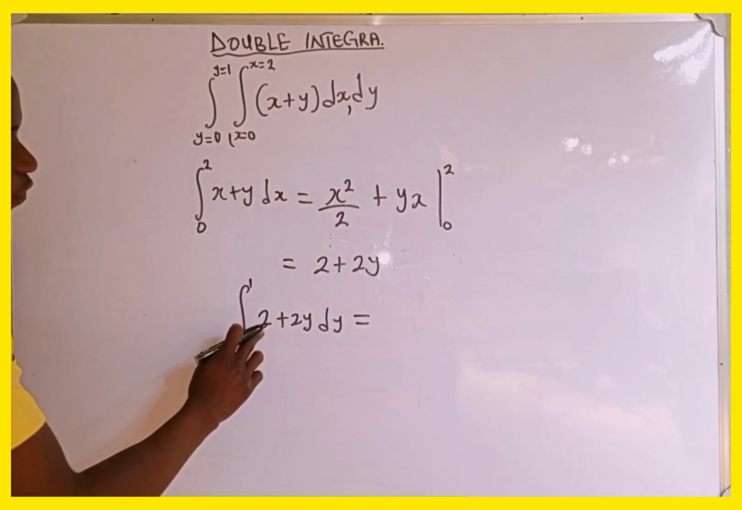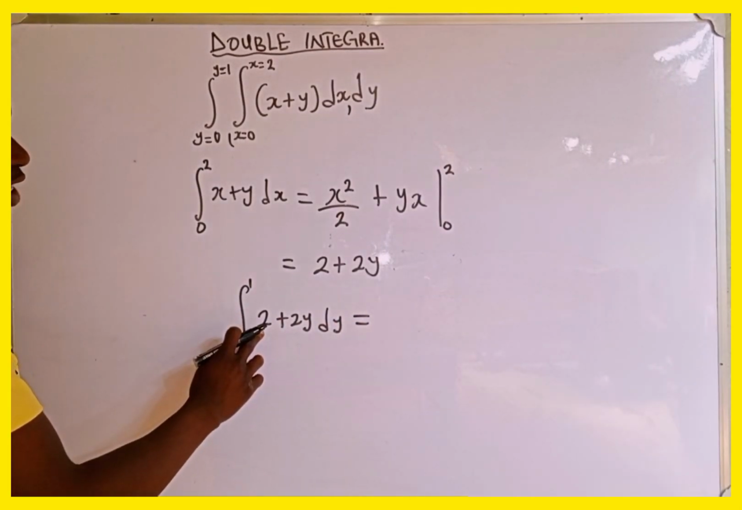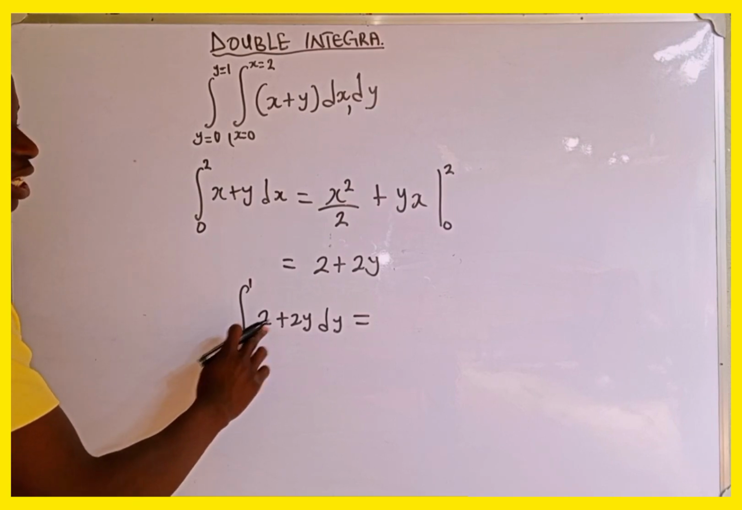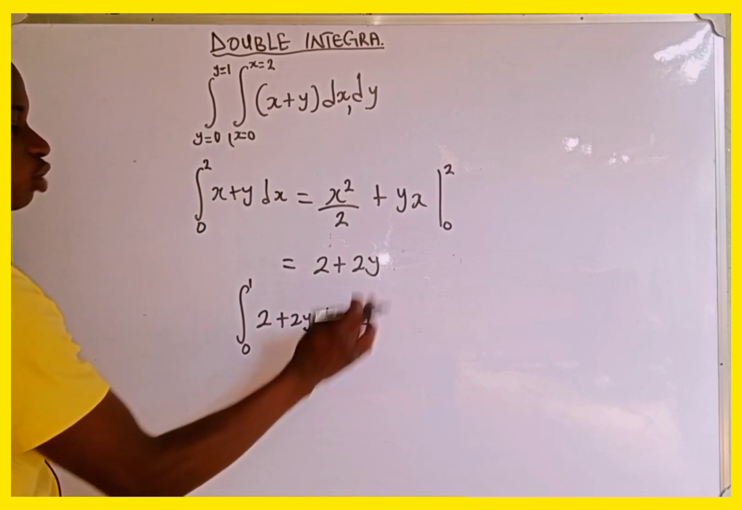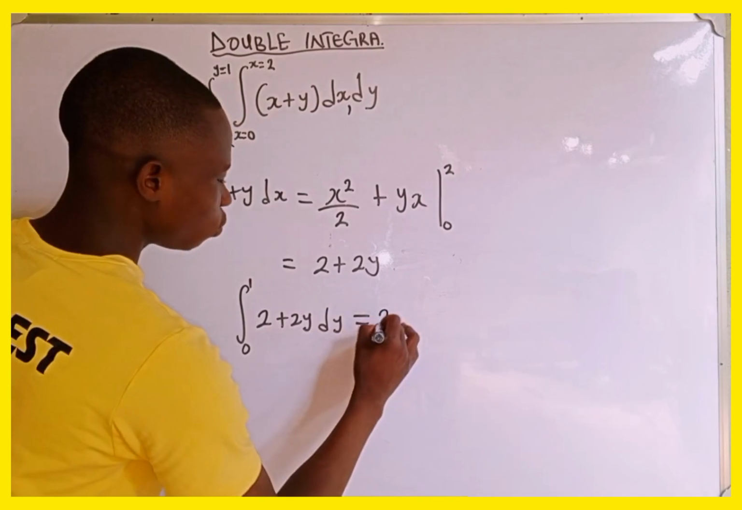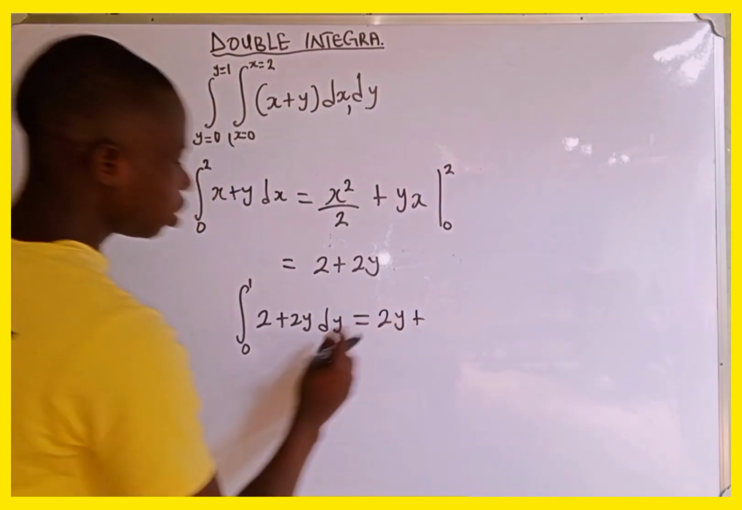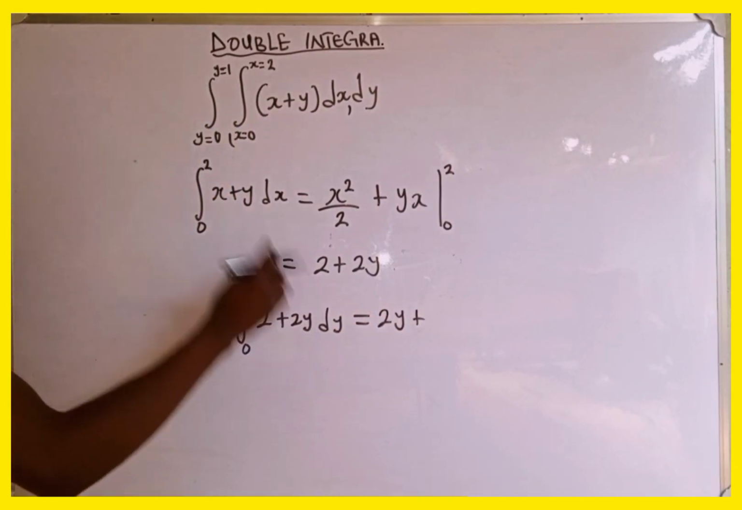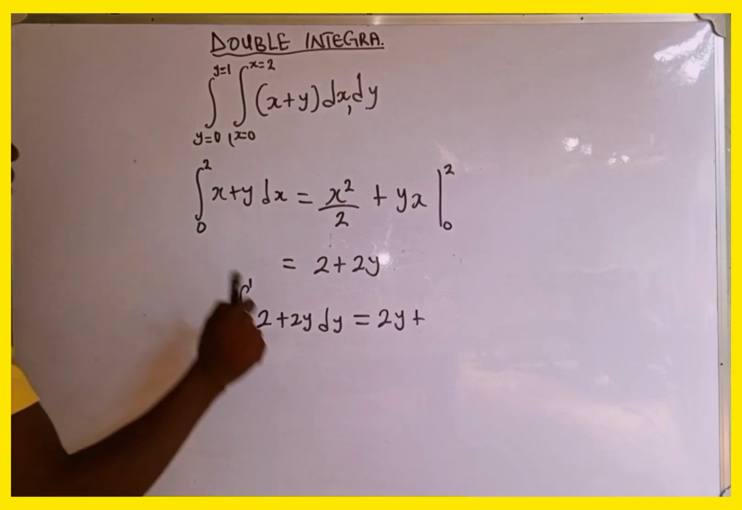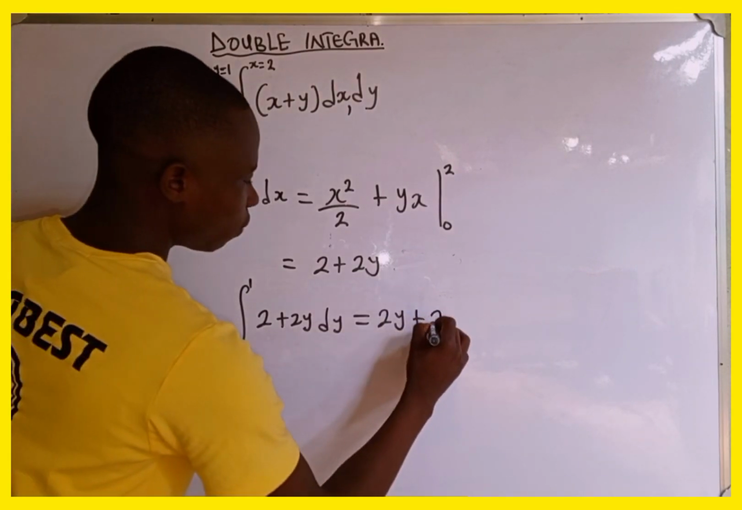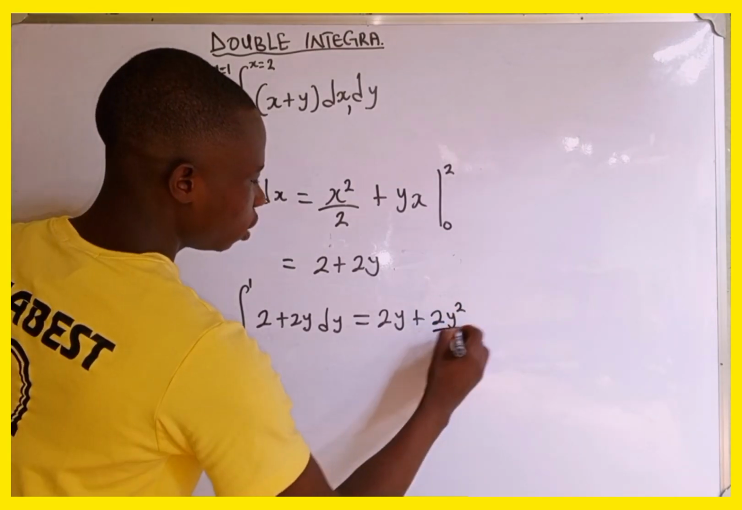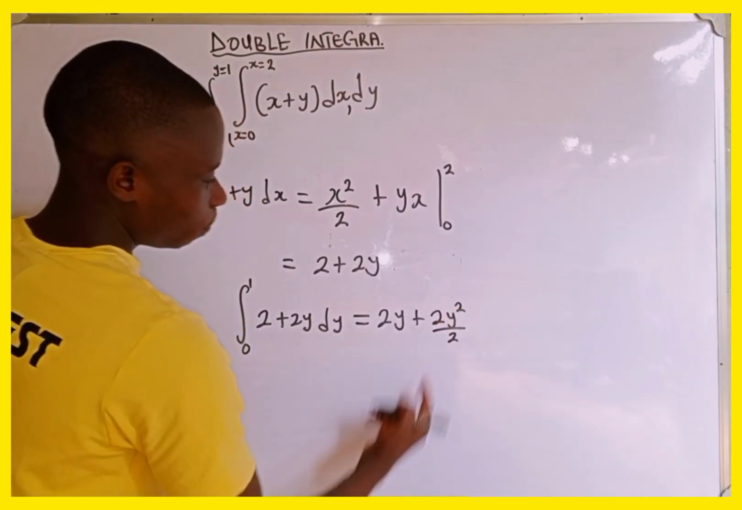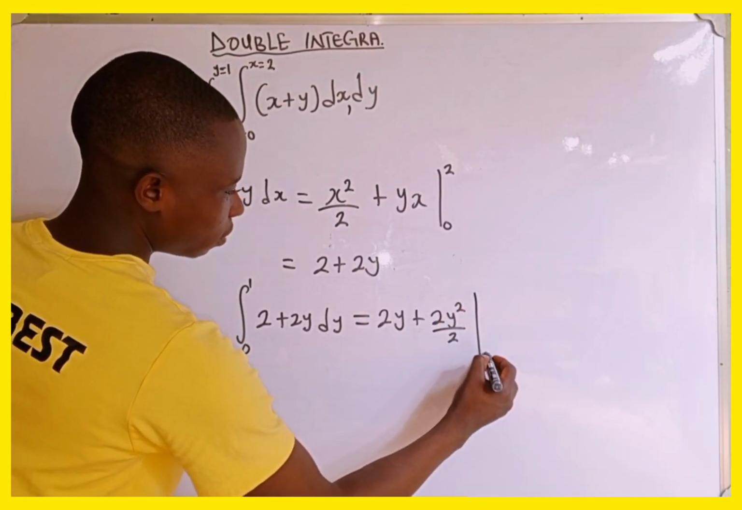If you remember, 2 is constant, and the integration of a constant is the same as using this variable y to multiply by 2, which gives us 2y. Then plus 2y, there's a y here, so we're going to add 1 to the power, then divide by the power. We're going to have 2y to the power of 2 divided by 2. And the bounds are 0 to 1.